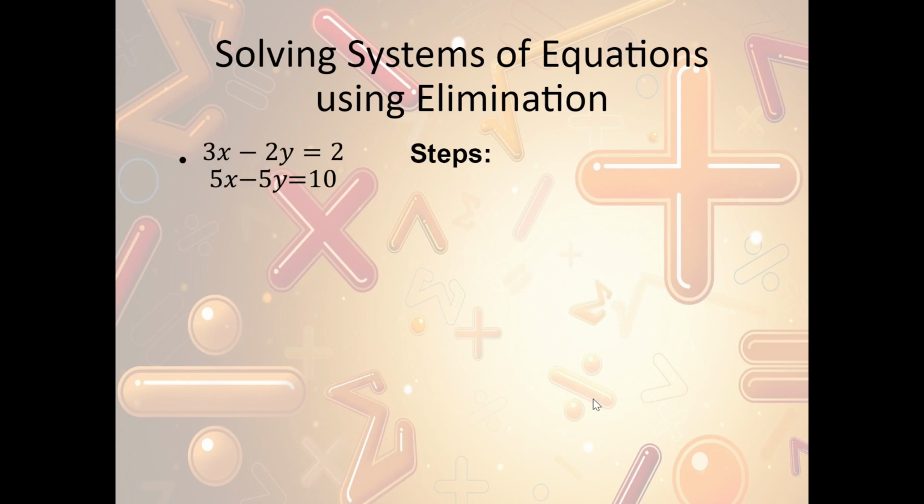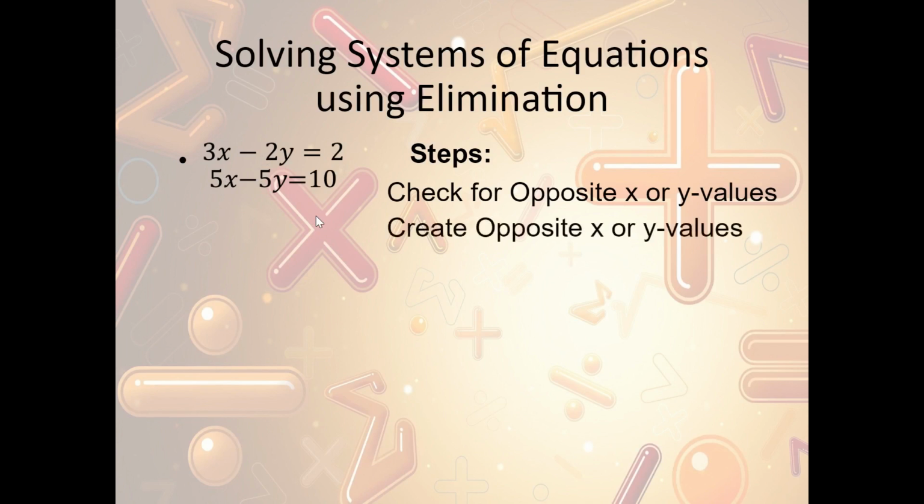Let's look at another example. We have 3x minus 2y is equal to 2, and 5x minus 5y is equal to 10. So again, I'm going to check for opposite x or y values. 3 and 5 are not opposites, and -2 and -5 are not opposites. So I need to create opposite values.